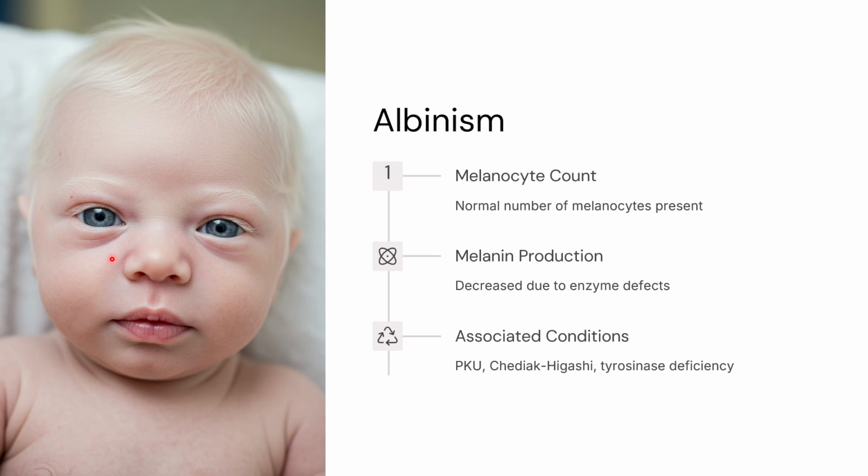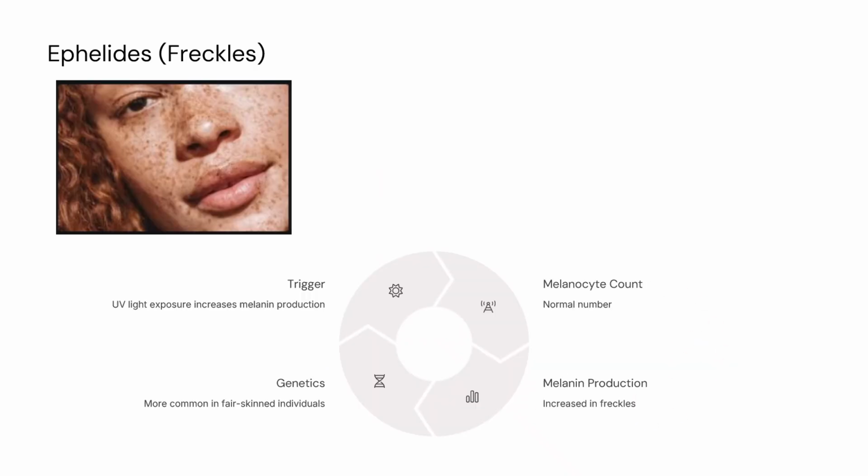What about albinism? Unlike vitiligo, where only a part of the body is hypopigmented or white, in albinism the entire body is white and sometimes the iris color is also changed. So instead of the normal black or brown or even blue, the iris is pink in color. Why? Here the melanocyte number is normal, but because of enzyme defects, the melanin production will be abnormal or decreased, resulting in an extremely fair-skinned child born to normal parents. This is associated with certain conditions like phenylketonuria, Chediak-Higashi disease, or tyrosinase deficiency.